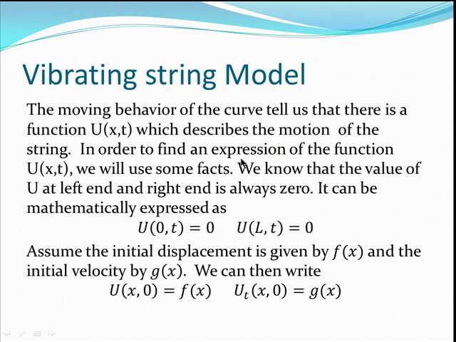In order to find an expression for the function u of x, t, we will use some facts. We will first gather all the known results. We know that the left end of the string is fixed. The height at x is equal to 0 remains 0 for all time t, and the height at x is equal to L remains 0 for all time t.